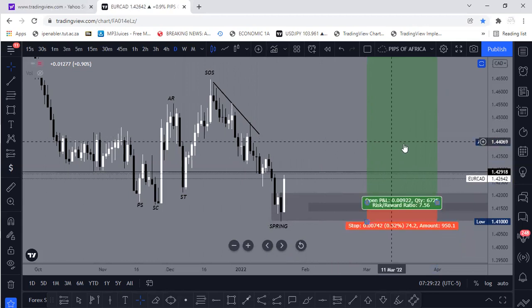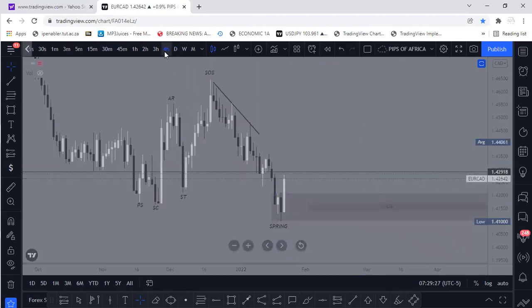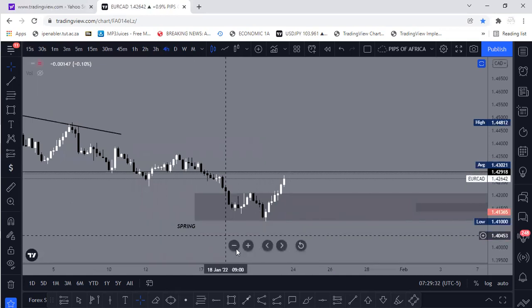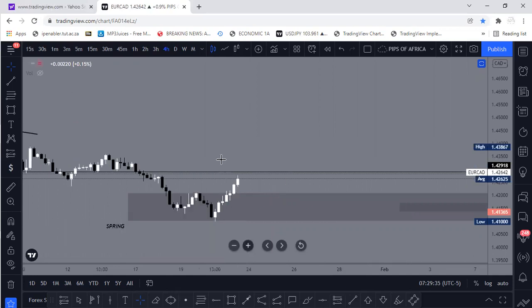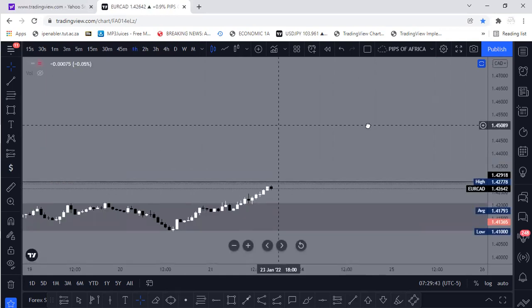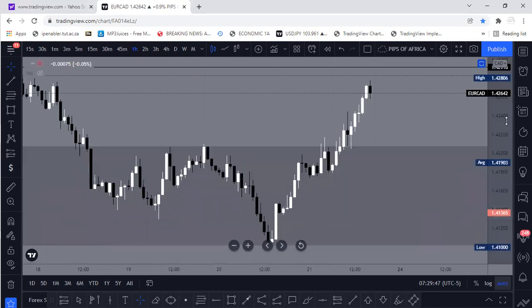Let me get rid of this one and go further down to the 4-hour time frame, for me to get a reasonable stop loss. Right? There's nothing on the 4-hour time frame. Let me further go down to the hourly time frame. Maybe I can get something very interesting there. I can see something that is really interesting on the hourly time frame.